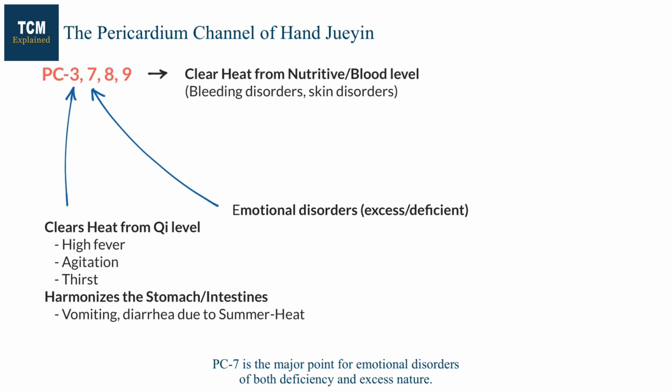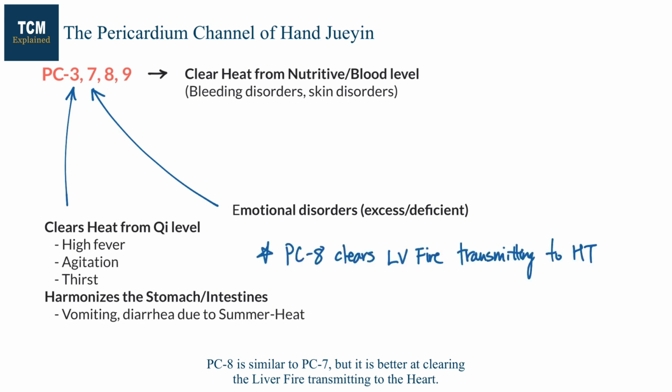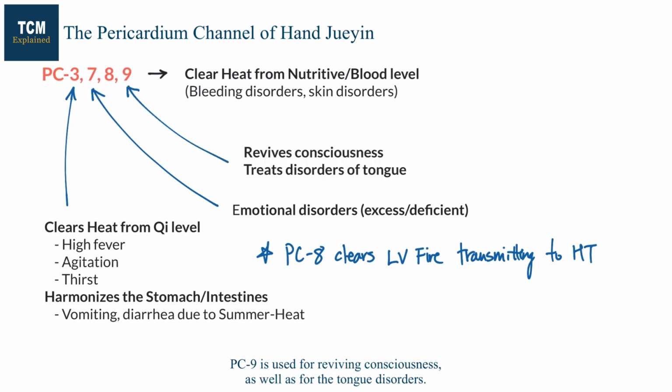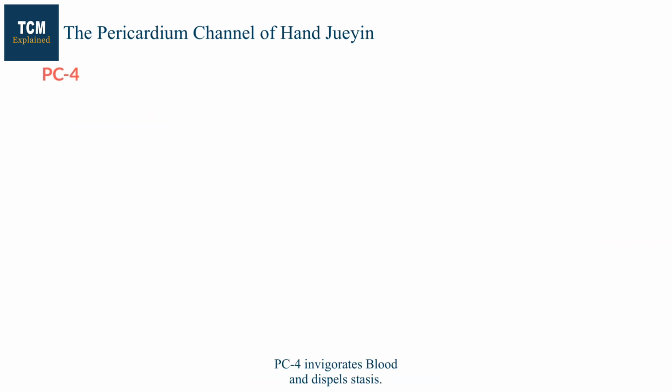PC7 is the major point for emotional disorders of both deficiency and excess nature. PC8 is similar to PC7, but it is better at clearing the liver fire transmitting to the heart. PC9 is used for reviving consciousness as well as for the tongue disorders. PC4 invigorates blood and dispels stasis.